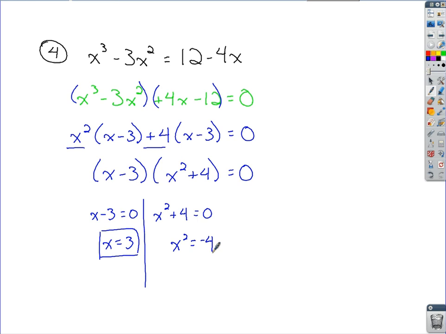So if we took the square root of each side, we're taking a square root, so you got plus or minus. And let's see, you'd have the square root of 4, which is 2, but it's negative, so what do I include? An i, plus or minus 2i.